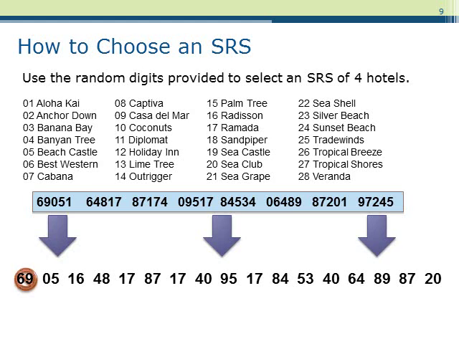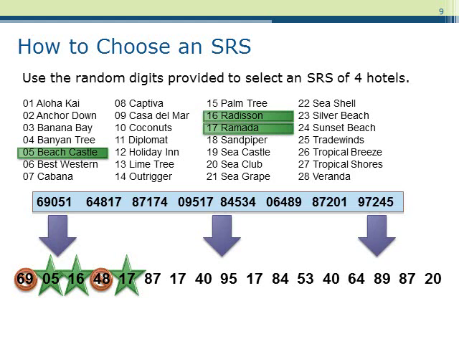The first is 69, which doesn't match any of our labels. 05 matches Beach Castle. This will be the first member of our simple random sample. 16 matches the Radisson. This will be the second member of our simple random sample. 48 doesn't match any of our labels. 17 matches Ramada. This will be our third member. 87 doesn't match any of our labels. What will the fourth member of our simple random sample be?